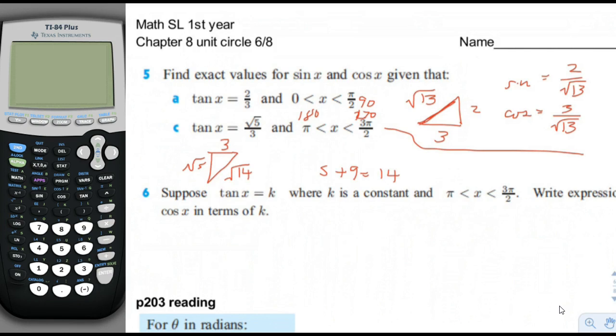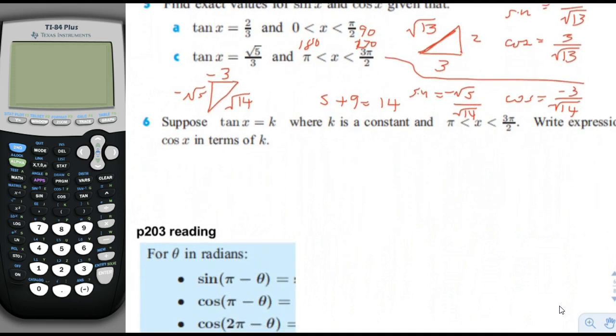And so if we're looking for the sine of this angle, it would be the opposite, square root of 5. And by the way, that's negative square root of 5, and this is negative 3, right? So negative square root of 5 divided by square root of 14 would be the sine. And then the cosine would be negative 3 over the square root of 14.